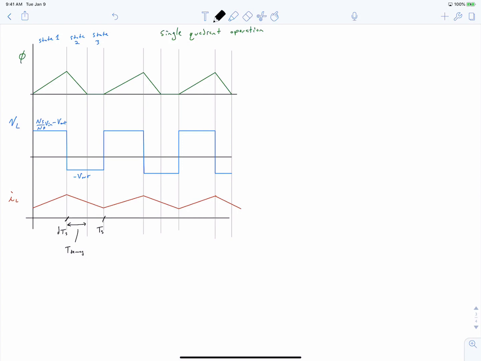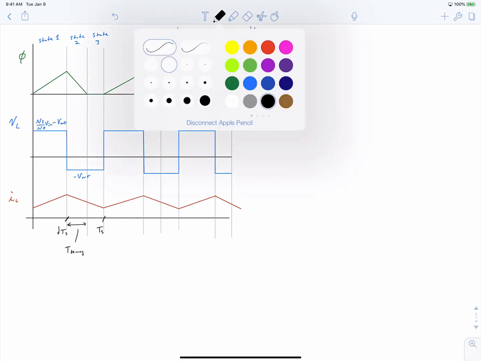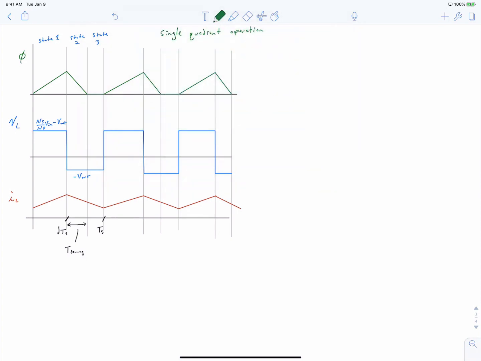So you can see that there's a maximum duty ratio that we're allowed to have for our MOSFET. And that is limited by the time it takes to demagnetize our core. If we turn our MOSFET on for too long, we don't have enough time to demagnetize our core, and our flux will start walking off to infinity, or will saturate our core.